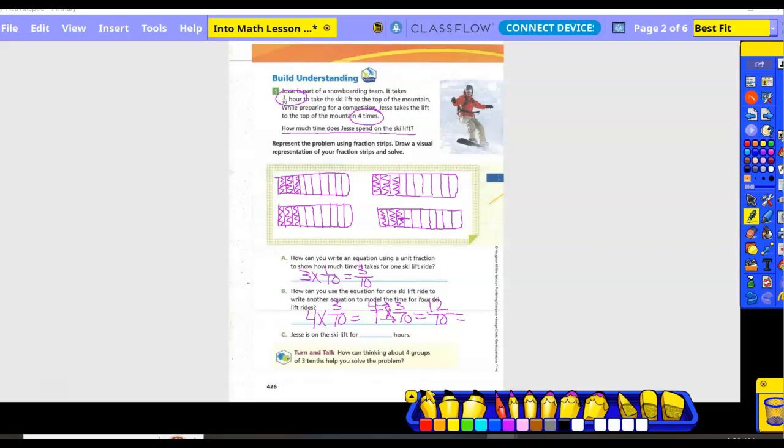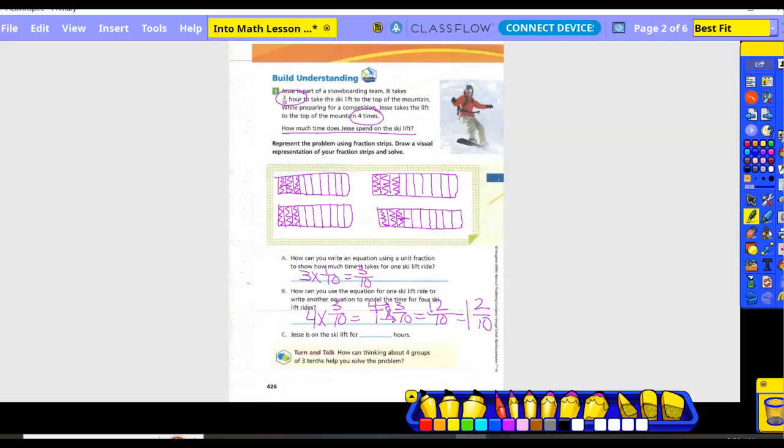Simplify into a mixed number. So how many times does 10 go into 12? 1 time. 10 times 1 is 10. So 12 minus 10 is what? 2. And then I keep my same denominator. So 1 and 2/10.